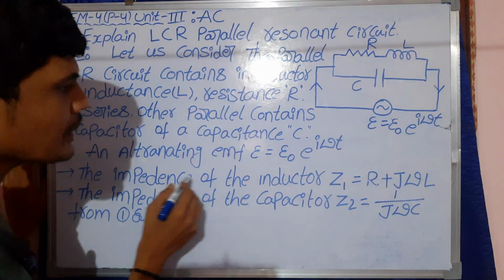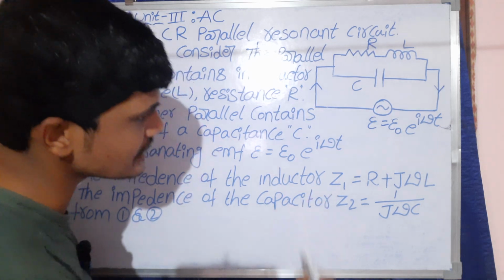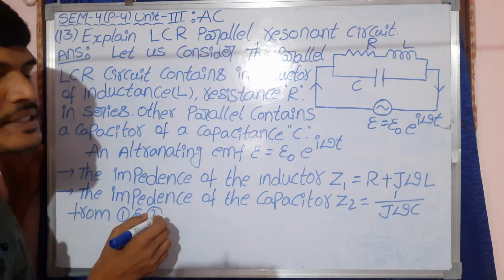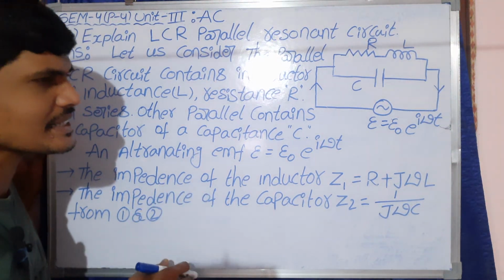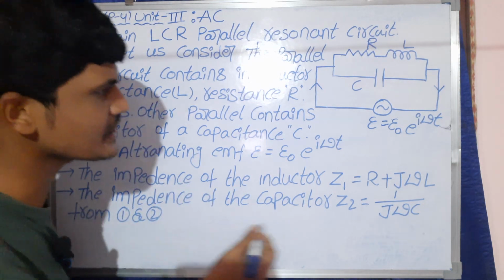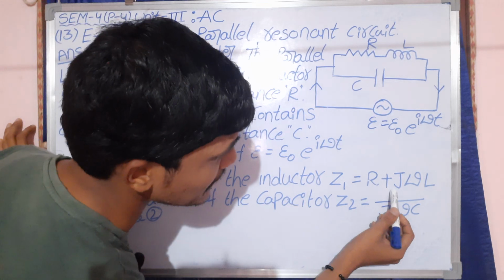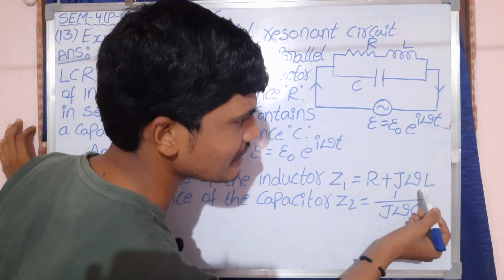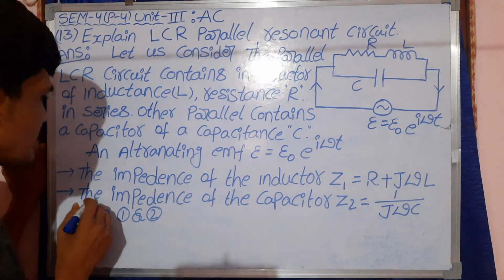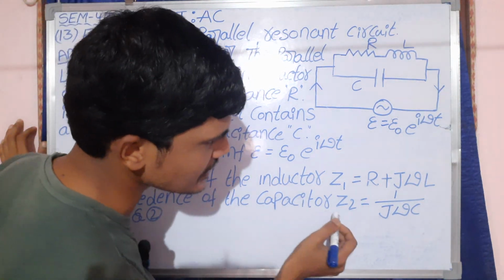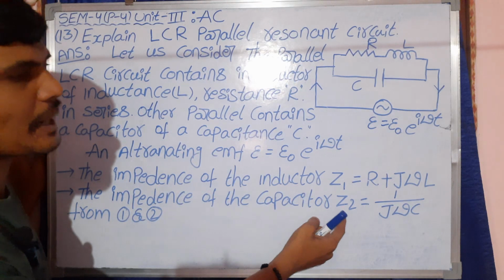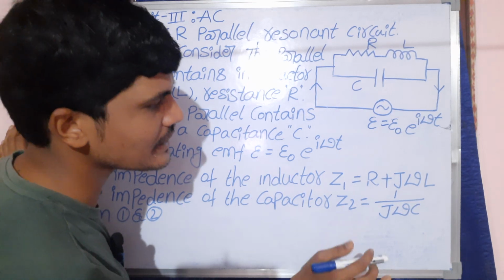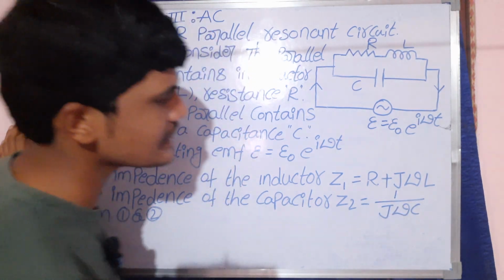Next, the impedance of the inductor branch Z1 equals R plus j omega L, where R is resistance, j is the imaginary unit, omega is angular frequency, and L is inductance. Next, the impedance of the capacitor branch Z2 equals 1 by j omega C.